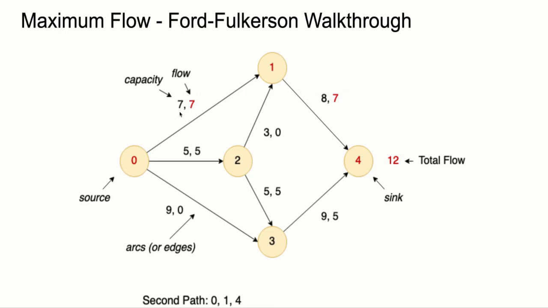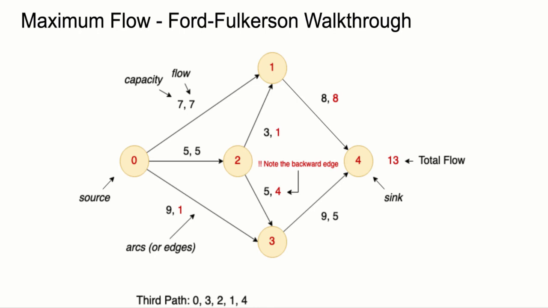We're going to add the minimum capacity to augment the chart, which means we add 7 to the flows wherever they were. And we're going to add the 7 to the total flow. So the total flow is now 12. 7 plus 5, 12.